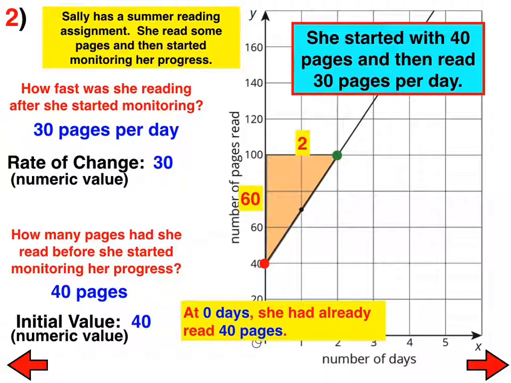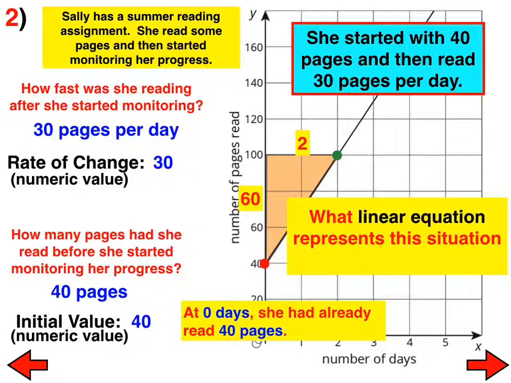All right, so this is just a summary of what is going on in this problem. She started with 40 pages and then read 30 pages per day. What linear equation represents this situation? Very good. Y equals 30x plus 40. So that's just kind of putting everything together.